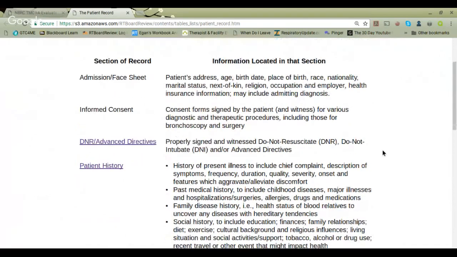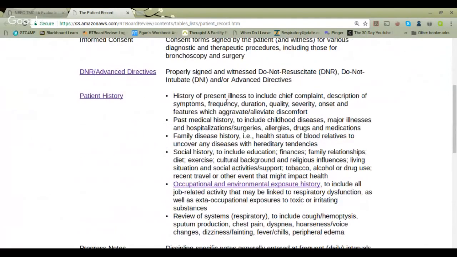Patient history. History of present illness to include chief complaint, description of symptoms, frequency, duration, quality, severity, onset, and features which aggravate or alleviate discomfort. Past medical history to include childhood diseases, major illnesses, hospitalizations, surgeries, allergies. Family disease history.